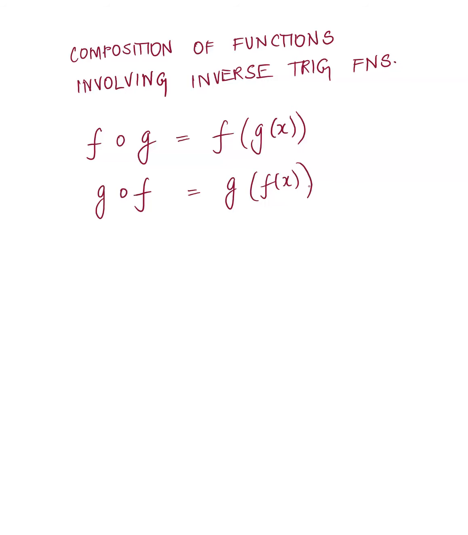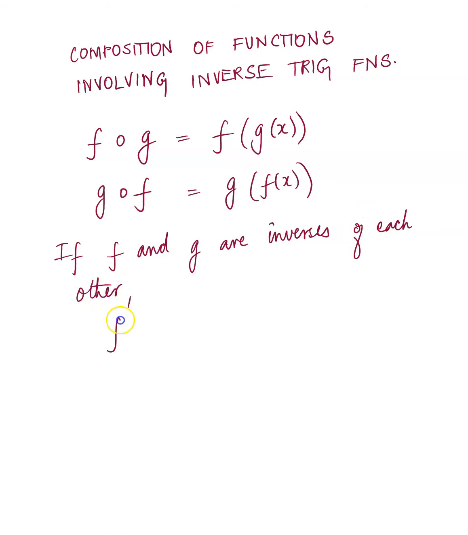However, they will be the same in one particular case, and that is when f and g are inverses of each other. If f and g are inverses of each other, that's the only time when f circle g is the same as g circle f.